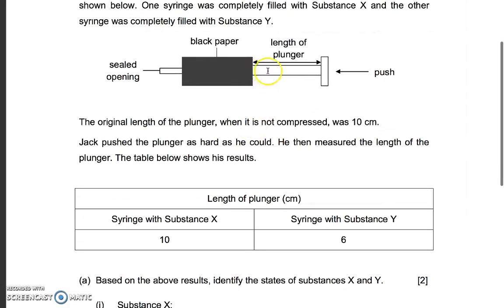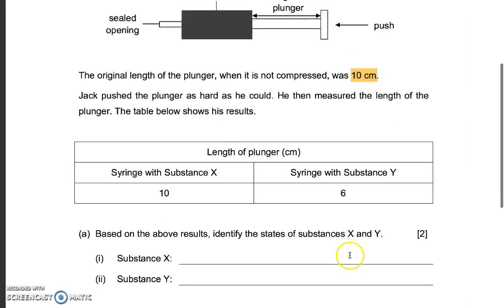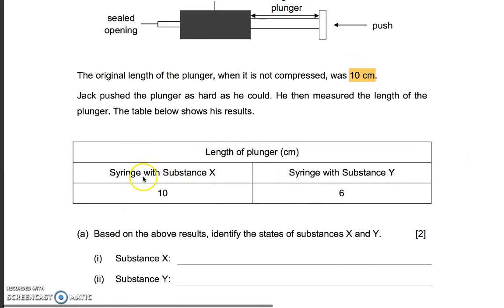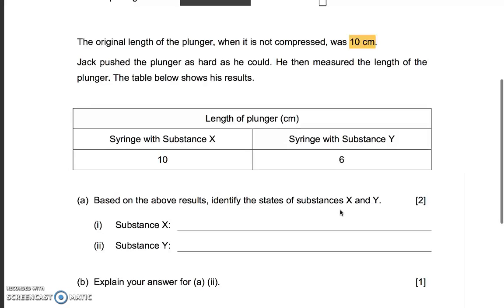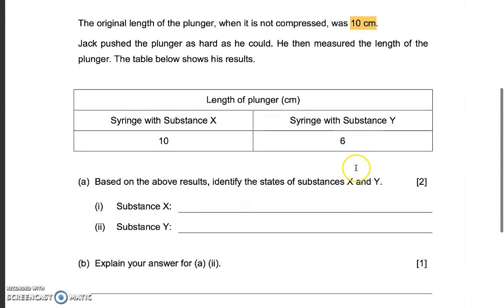The original length of the plunger when not pushed in was 10 cm. So this is the original length of the plunger. What Jack did was to push the plunger as hard as he could, and then he measured the length of the plunger for the two different syringes. The one with syringe X actually remained the same because it is still 10 cm, and the one with syringe Y is actually 6 cm. So it became shorter. I'm going to write here, it became shorter.